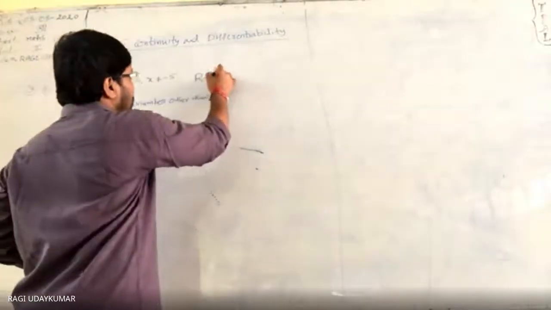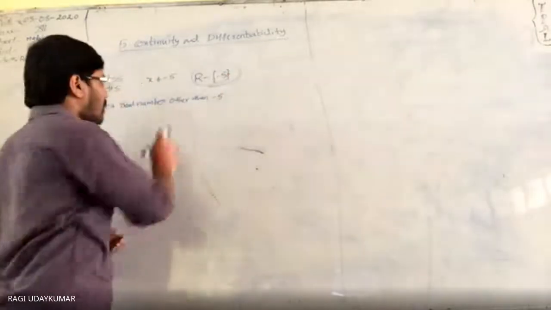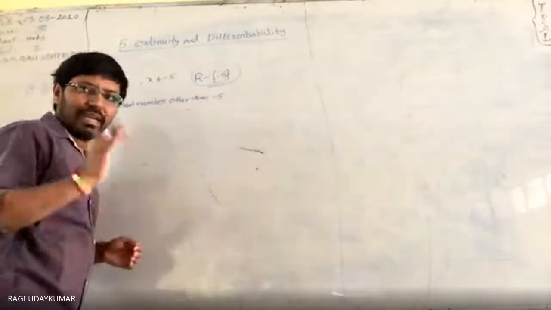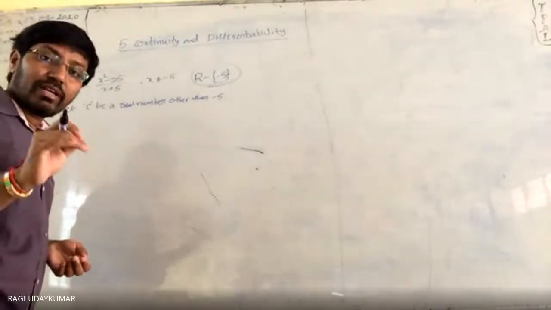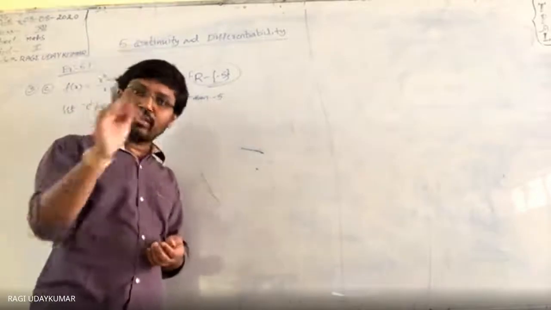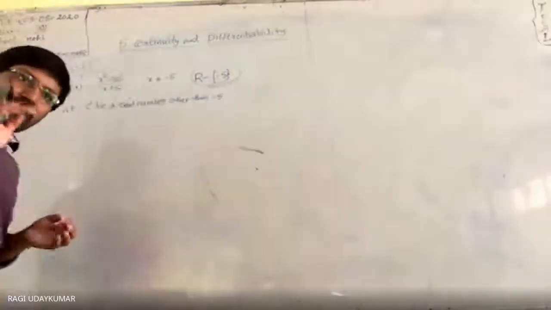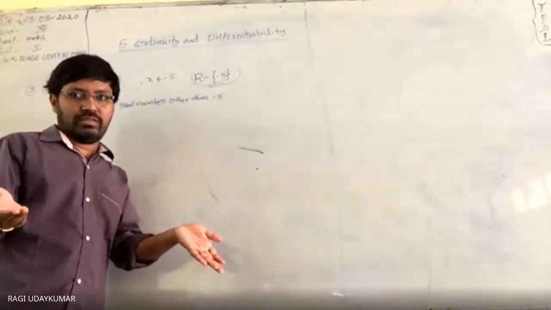Domain is R minus {-5}. So this is the domain. Other than -5, any real number is taken into consideration. At that particular point, you check the continuity. If the function is continuous at that point, then it is continuous everywhere in the domain.